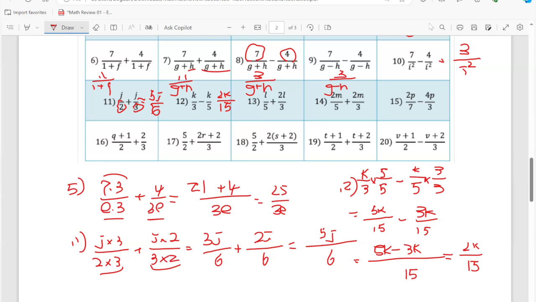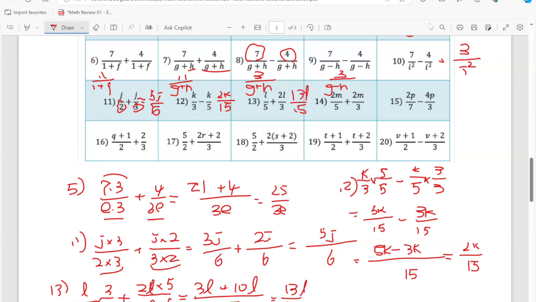And then number 13, same thing, we can't add it when the denominator is different, so that's a letter L over 5. I have to multiply 3 on the bottom and top, plus 2L over 3. I'll have to multiply the 5 on the top and bottom. That's an L, so 3L plus 2 times 5, 10L. Therefore, 13L over 15 will be our answer.